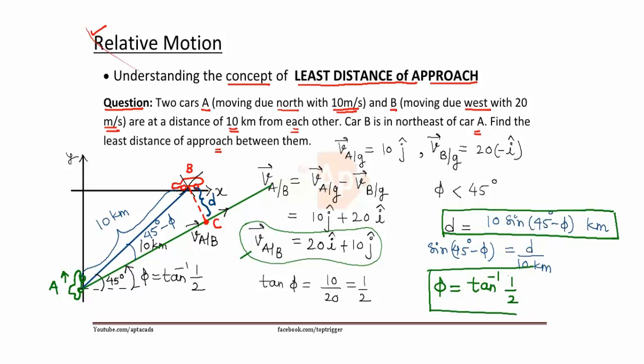So remember the process. I repeat it. If you want to find the least distance of approach between two objects, fix one of the objects, take it as the reference object, and find the velocity of the second object with respect to the reference object. Draw the velocity vector, drop a perpendicular from the fixed object on that line of motion, and you will get the least distance of approach. This is the least distance of approach, LDA.